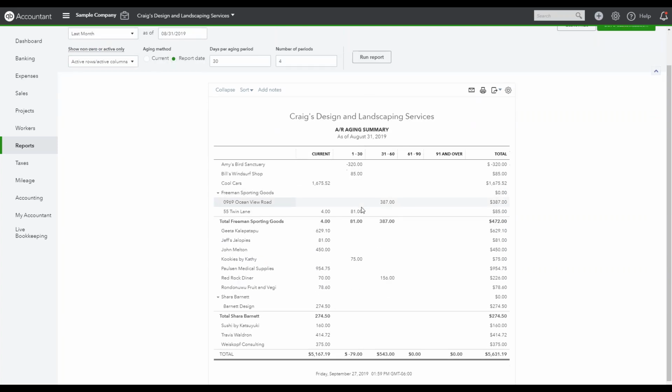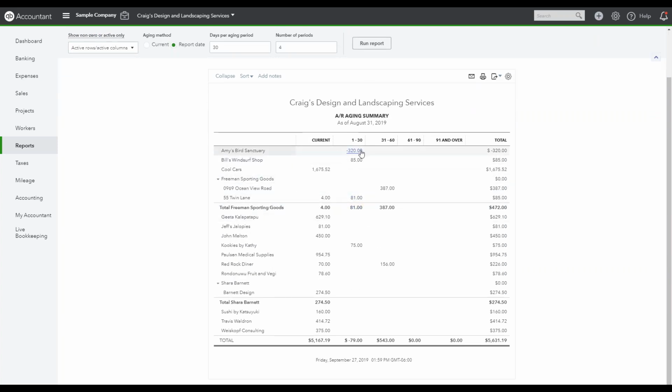There we are. And we're going to see that we have a client with a credit balance here. So this means she paid us too much. So my question at that point in time would be, why is that? With any opposite signs in this report, I think it's important to look at.